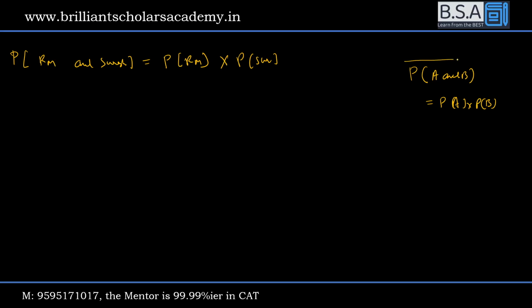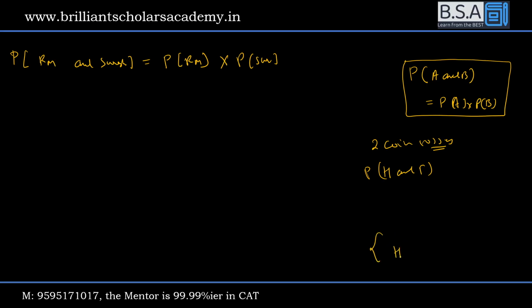For independent events, like if I am going to toss 2 coins, what is the probability of getting a head and a tail? You can go into the set: head comma head, head comma tail, tail comma head, tail comma tail. Because I'm looking for a head and a tail, these two are my favorable outcomes out of 4, which is 1 by 2.